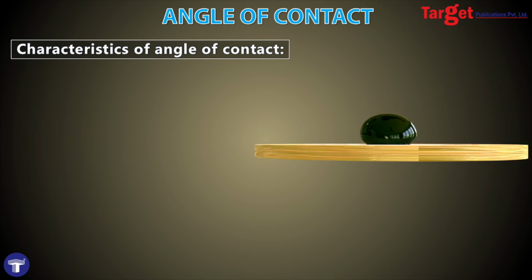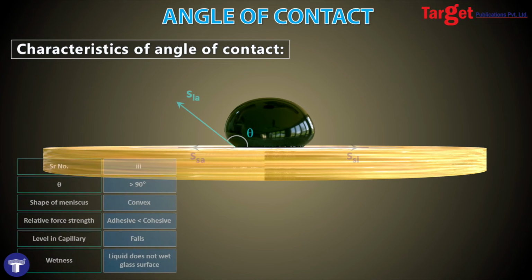Finally, in case of liquids like mercury, whose angle of contact is greater than 90 degrees, the shape of the meniscus is convex and the force strength is such that the cohesive force is greater than the adhesive force. Such liquids fall in their levels in a capillary tube and are said to not wet the glass surface.